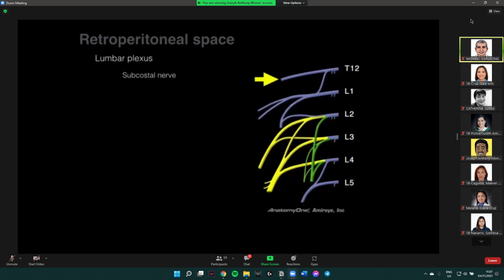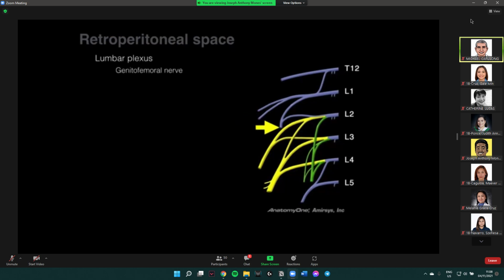So first, we have our subcostal nerve. Sub, because sub means below, costal, rib. And the T12 nerve innervates the body wall muscles and supplies the T12 dermatome. Then the L1 ventral ramus divides into the iliohypogastric and ilioinguinal nerves. I'll show you pictures of that in a minute.